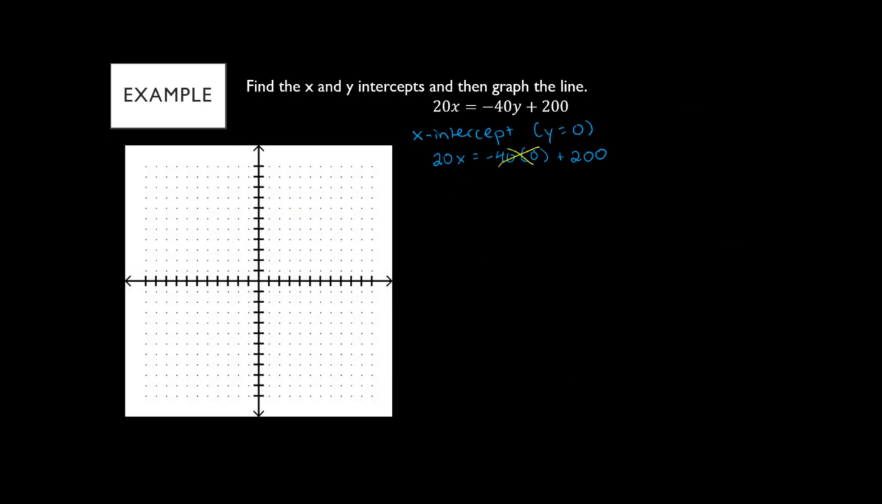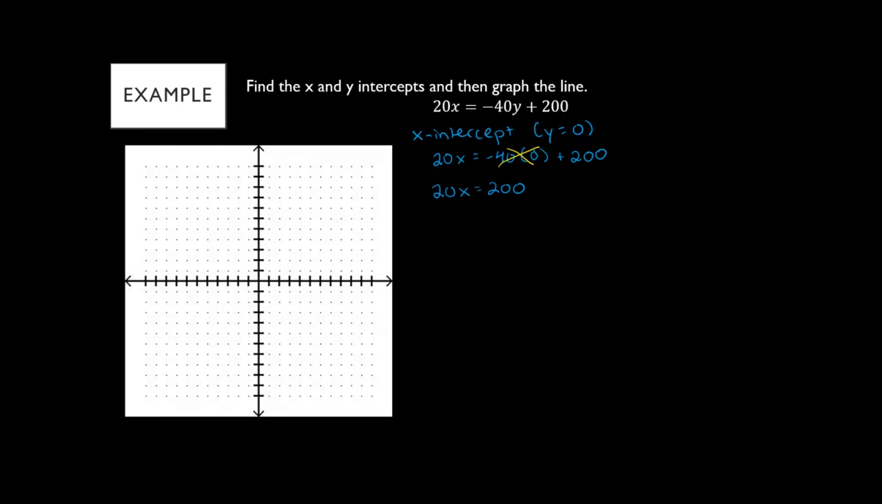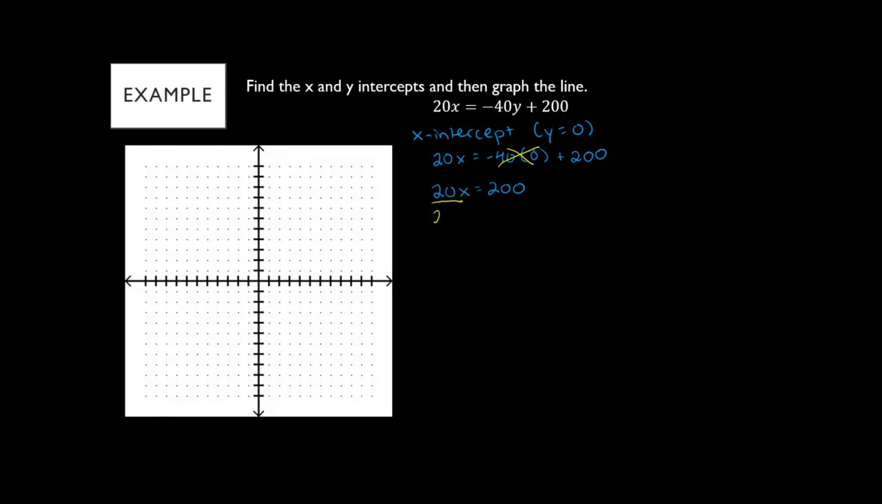So negative 40 times 0 is 0. And that cancels out, so I'm left with 20x equals 200. So I'm going to divide both sides by 20. And we get x is equal to 10. So our x-intercept is (10, 0).